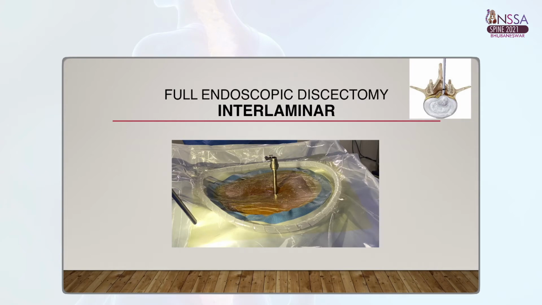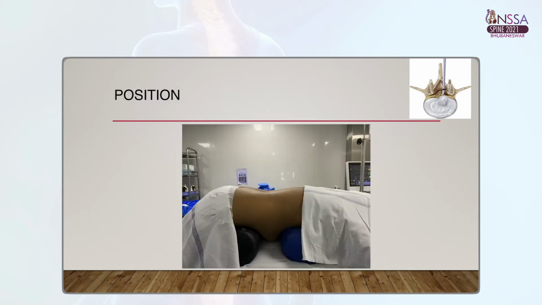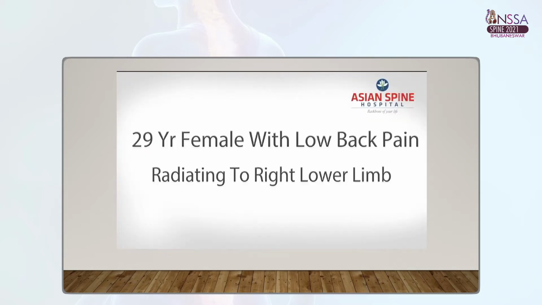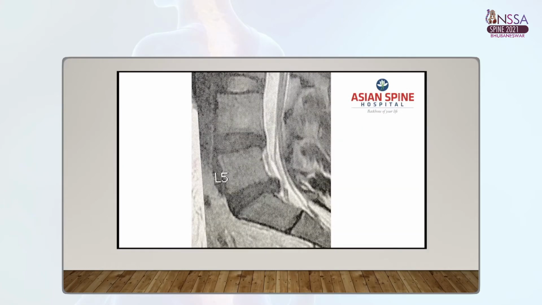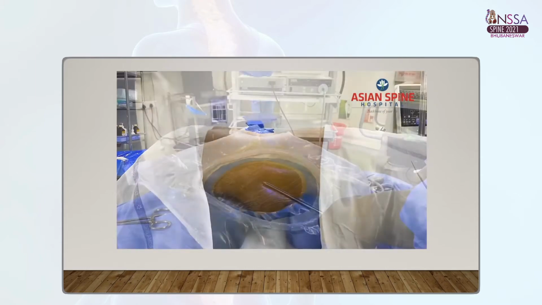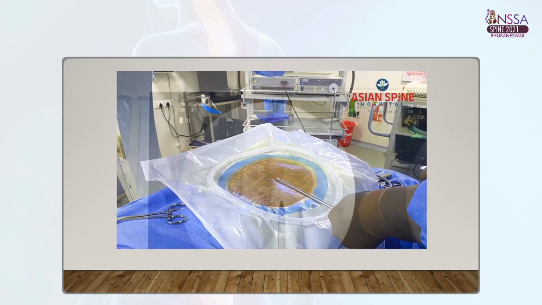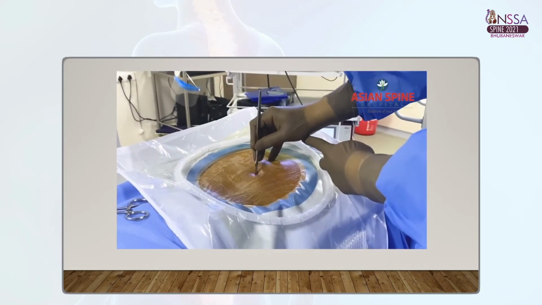Coming to interlaminar full endoscopy surgery, the concept is the same, except here we have more advantage of mobility. The patient is positioned under GA, and you can see how the case is done. A 29-year-old female with low backache radiating to the right side, with an L4-L5, L5-S1 extruded disc. So we did a right full endoscopic discectomy. AP is marked just lateral to midline.